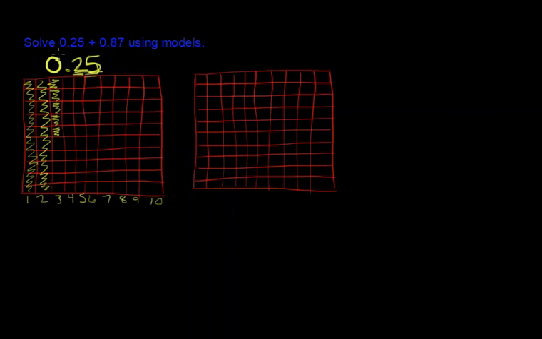Now, if we were to go back, you would notice if you counted each small square that we just colored in, there's 10 here, 20, 21, 22, 23, 24, 25. So we have colored in 25 hundredths of the whole. Okay, now we're going to color in our 87 hundredths. Let's do that this color.